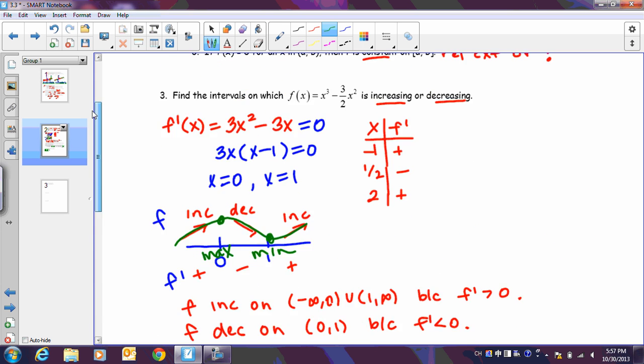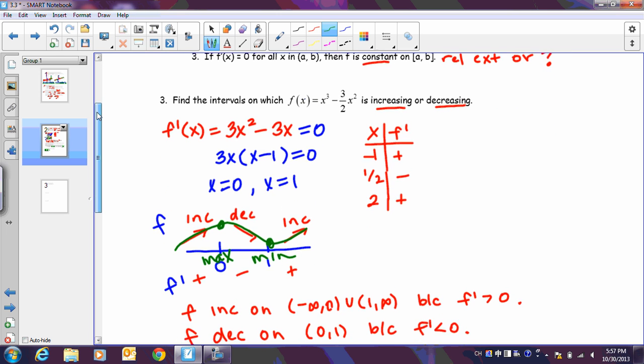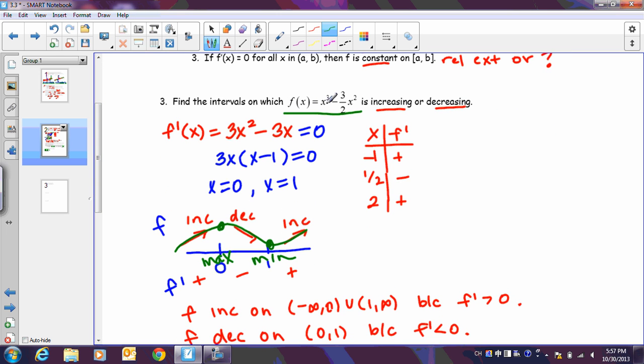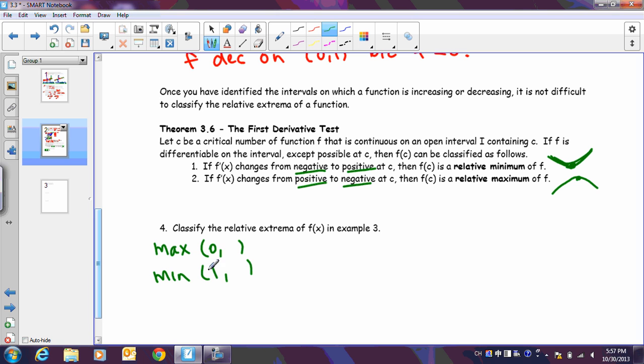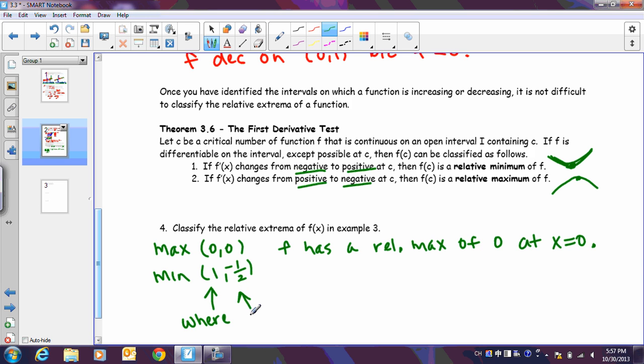Now to find these y values, we need to go back up to the original. So we plug in 0 for x. Well, we get 0. When we plug in 1, I'm not going to do that number crunching right here, you're going to get negative 1/2. So 0 and negative 1/2. Now the way we could write this out, because we're about to get to where we're going to have to write our justification, we would say f has a relative max of 0 at x equals 0. Remember that the first number is where, and this is what. With 0, 0, it's okay if you get them mixed up because they're the same.